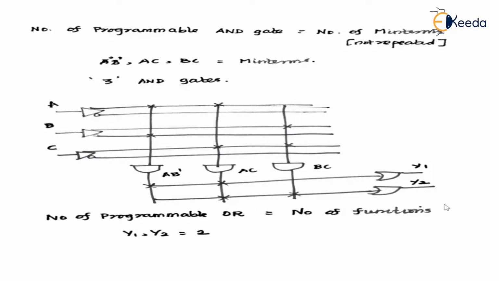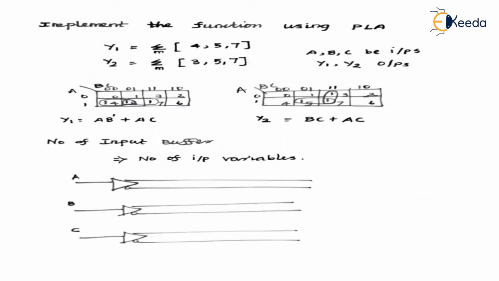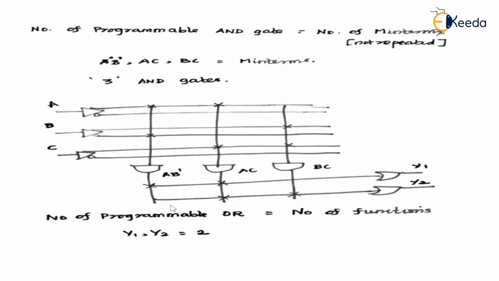Okay. So first draw three buffers and then draw three AND gates and just draw a straight line from each. And then how many OR gates do I require? OR gates will be based on the number of functions. If I have two functions, what are the functions? Y1 and Y2 being the functions. So what is Y1? Y1 is equal to A B bar plus AC. So just draw a common line, okay? And just connect the OR gate.